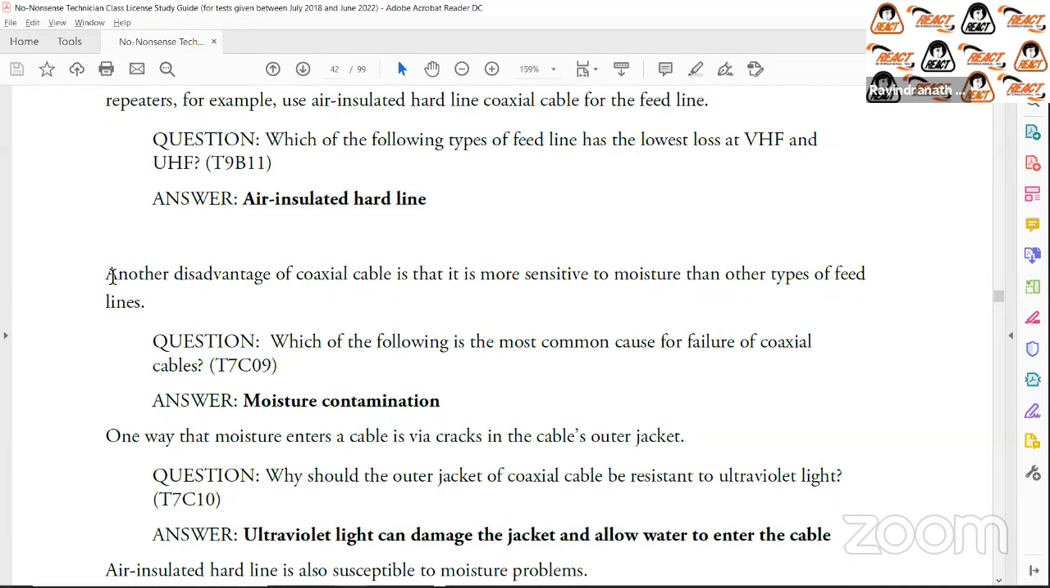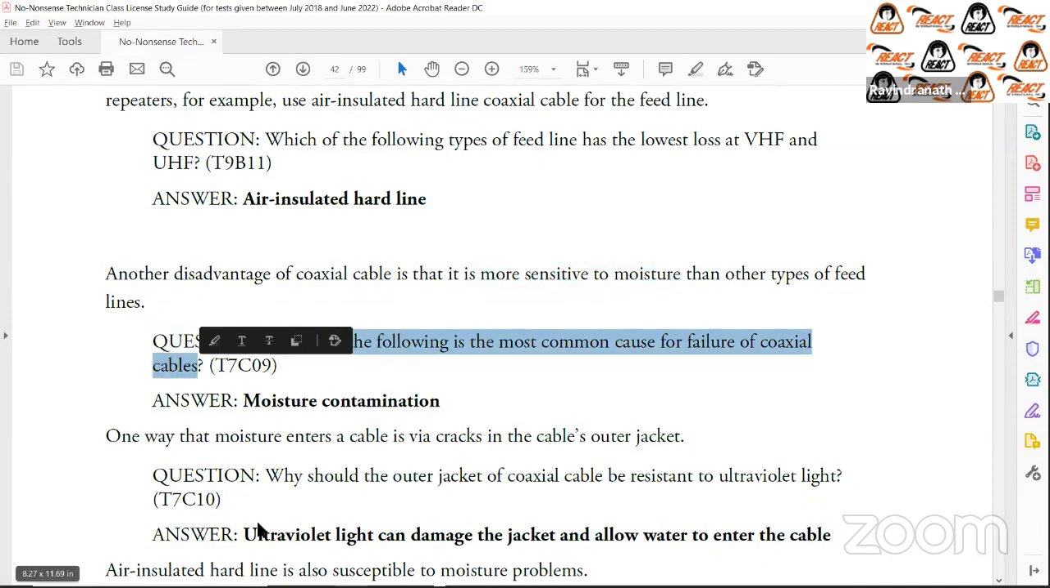All right, so they tell us that another disadvantage of using coaxial cable is that it is more sensitive to moisture, meaning water. So if that coaxial cable gets wet or water gets inside of that cable, problems. So bear that in mind as an amateur radio operator. When you're installing coaxial cable, be sure to seal it properly.